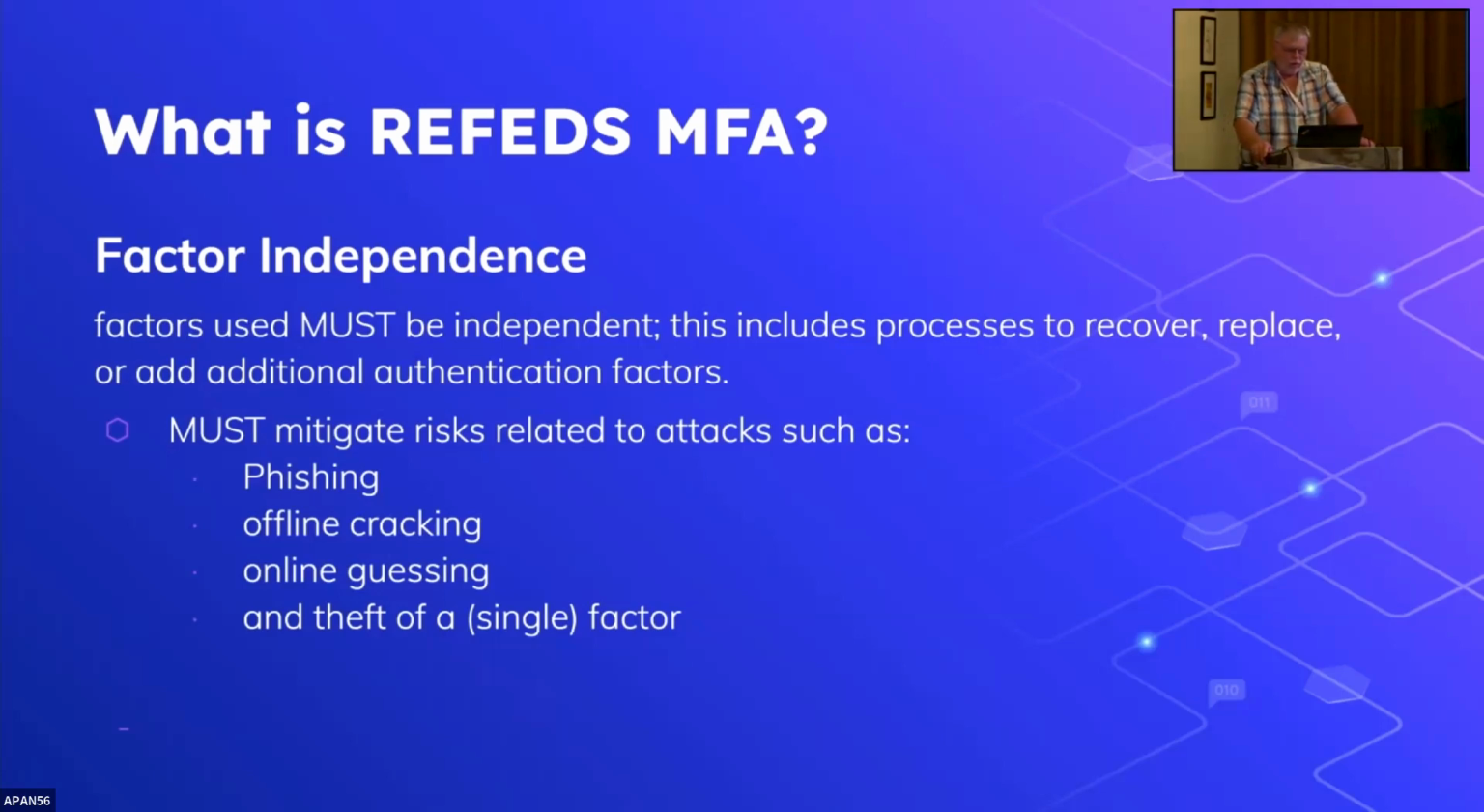So the factor independence: the factors must be independent. This includes the processes for recovery, replacement, or additional authentication factors. They must mitigate the risks of attack such as phishing, online cracking or online guessing, and theft of a single factor can't be used to break the second factor. So if I have a username and my password, I can't use that password to go and change my multi-factor or my second factor on my phone app. I can't go and reset my phone app if I've only got the password of the user. I need to have both factors, or the original second factor, to be able to change that. So they need to be independent, basically. You can't use one to change the other. And a lot of the commercial products already have this in place, so they've done all the hard work.